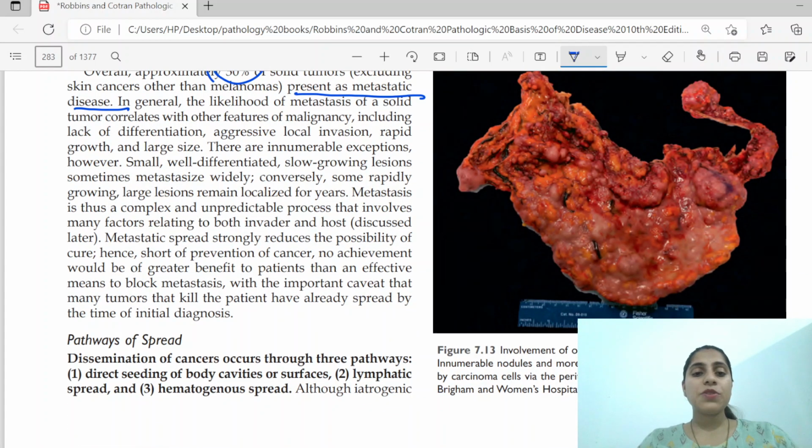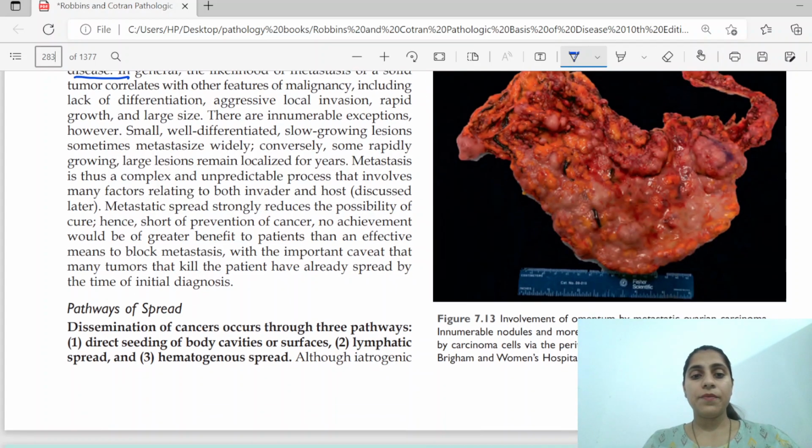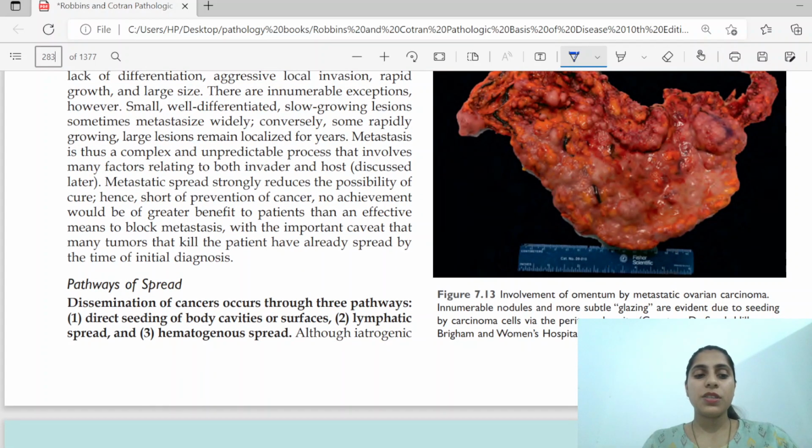Small, well-circumscribed, slow-growing lesions sometimes metastasize widely. Conversely, some rapidly growing large lesions remain localized for many years. So the size doesn't correlate, and even the rate of growth doesn't correlate.